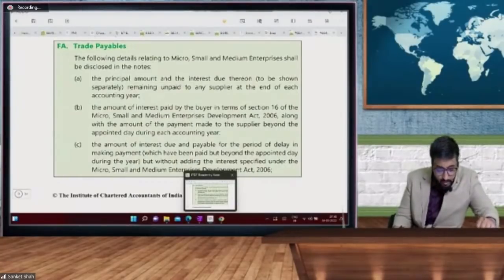Yes, very good. Very good, Matanjali, Shivam, Dilip ji. Very good. No, uncertain liability, okay. Yes, okay.